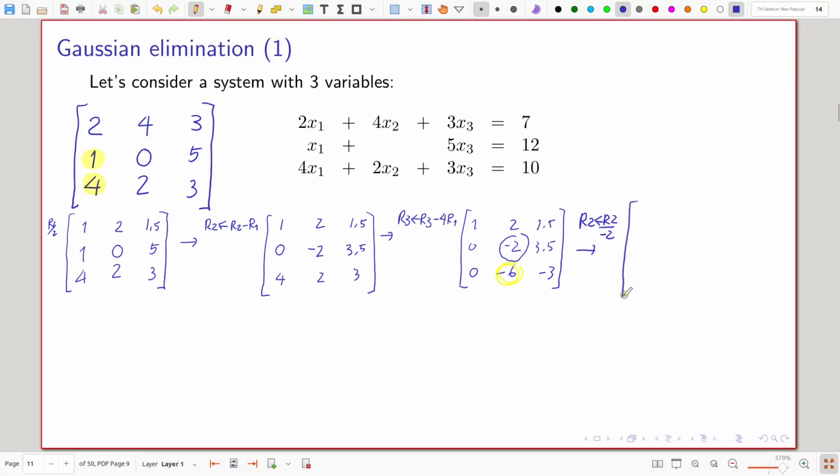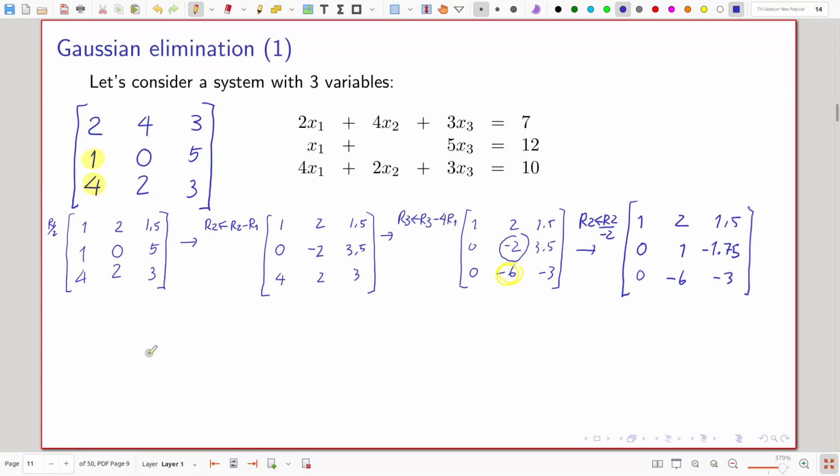Okay, so what I would get is 1. The first row remains the same, second row is 0, this is 1. I divide this by minus 2, right? So I get 1.75, and then this is minus 6, this is minus 3, it remains the same.